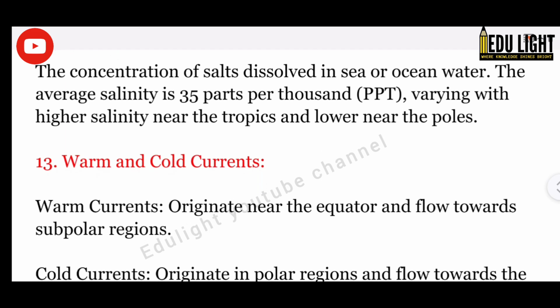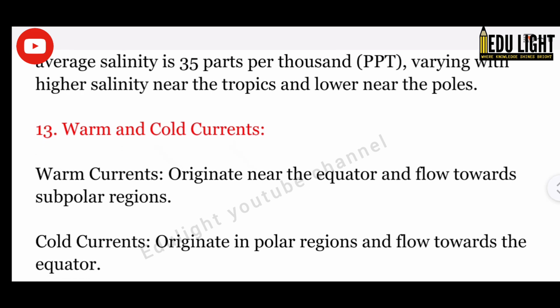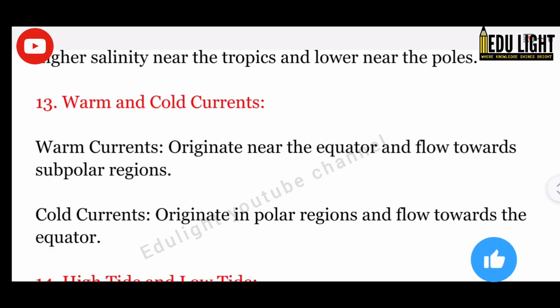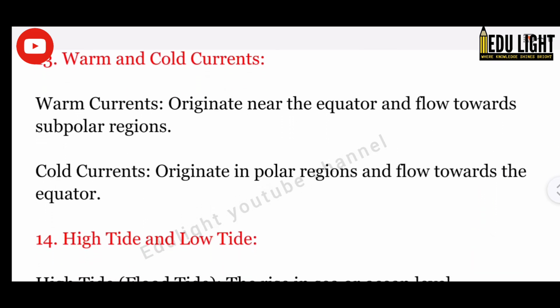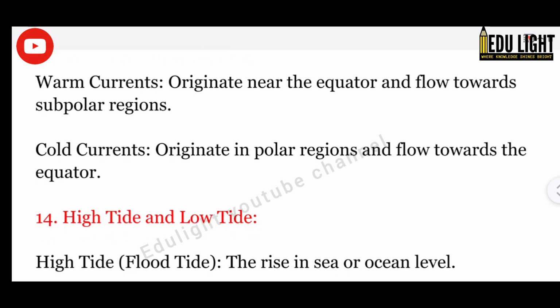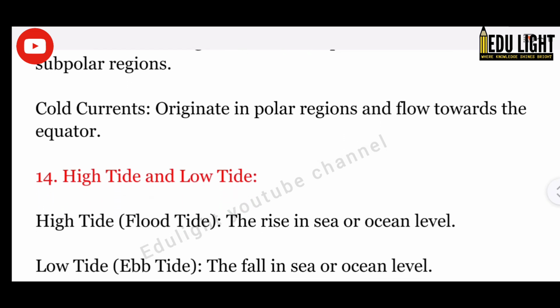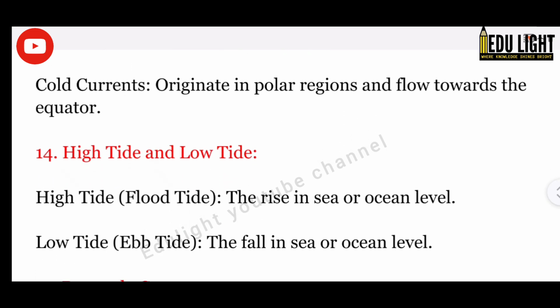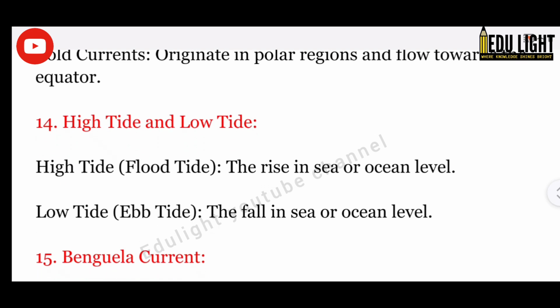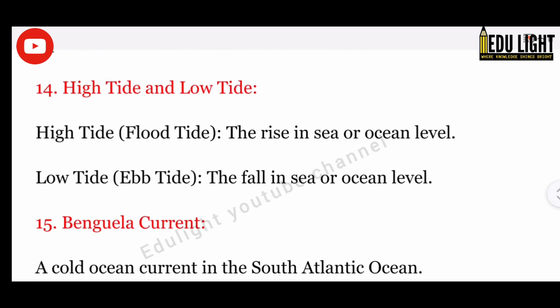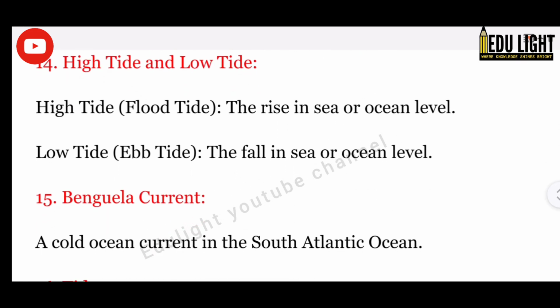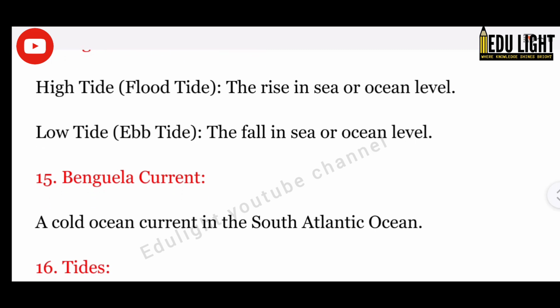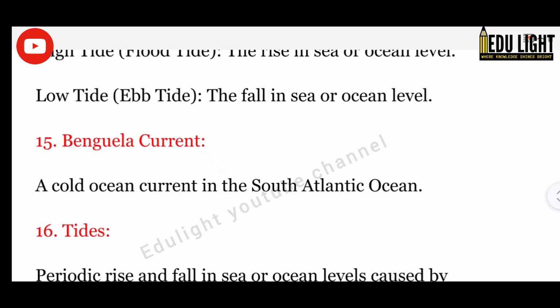13. Warm and cold currents. Warm currents originate near the equator and flow towards subpolar regions. Cold currents originate in polar regions and flow towards the equator. 14. High tide and low tide. High tide, also known as flood tide, is the rise in sea or ocean level. Low tide, also known as ebb tide, is the fall in sea or ocean level.